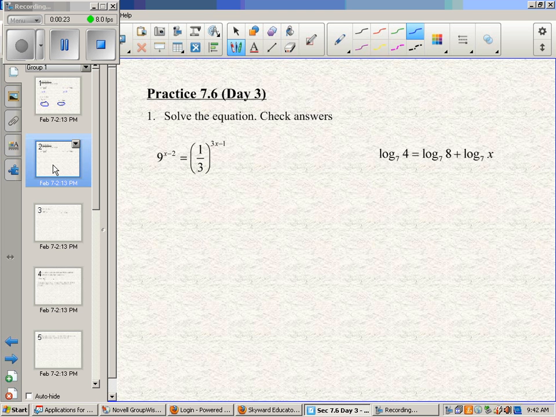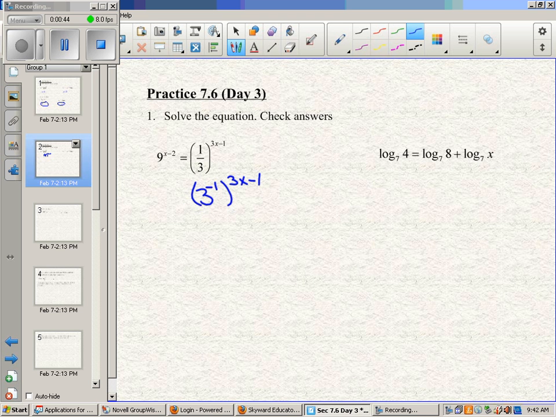Okay, so some people have been trying to get this 3 to be a 9. You can't do that. It's a 3. But how can I write 1/3 with a base of 3? 3 to the negative 1. So I just change the format of the number. I don't change the actual value of the number.